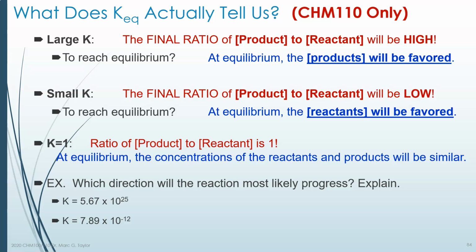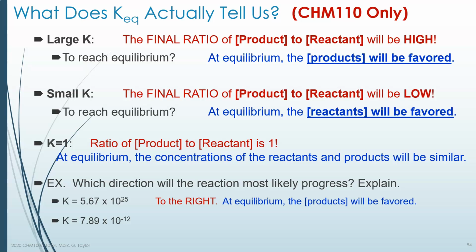So here are two examples. Which direction will the reaction most likely progress? In other words, which side will be favored? And look at the first one. K is 5.67 times 10 to the 25. This is a gigantic number, and it tells us that the reaction will favor the product formation. In other words, the equilibrium is favoring the right side when you write the equation from left to right.